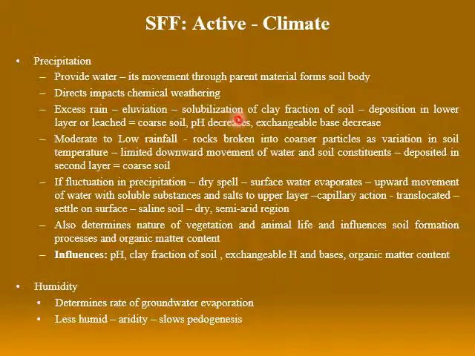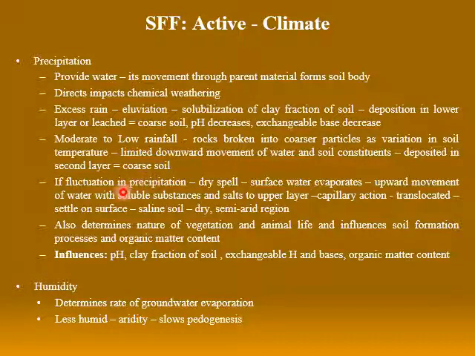The second situation is when there is moderate to low rainfall. Then the coarser particles are still broken up by temperature, but since the rainfall is limited, there is limited downward movement of water and the soil constituents which would have been solubilized with it. Since there are fewer solubilized minerals and less water availability due to low rainfall, these are deposited primarily in the lower transitional portion of the A horizon or in the very upper portions of the B horizon.